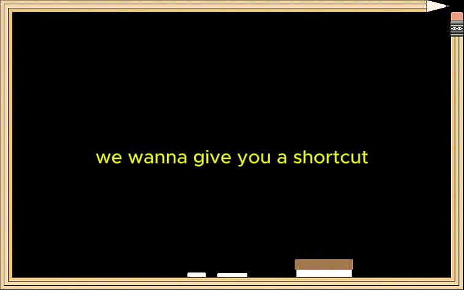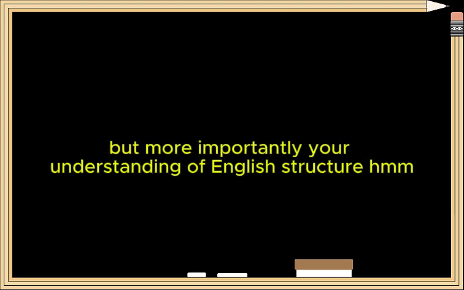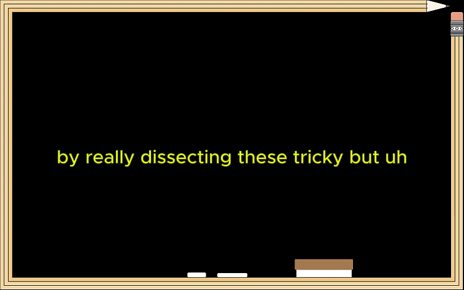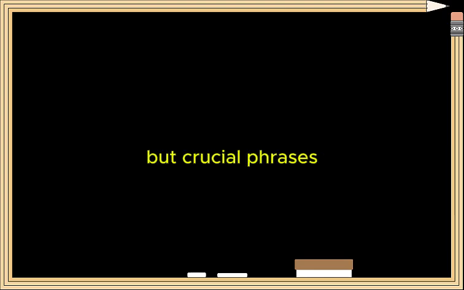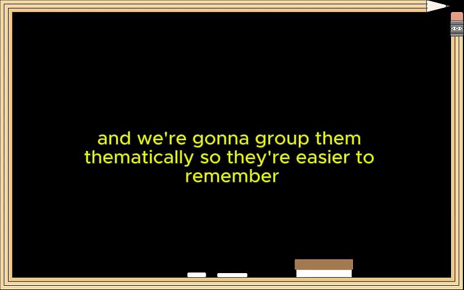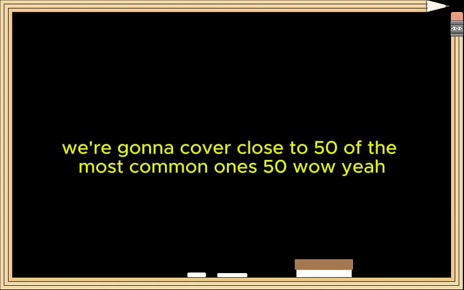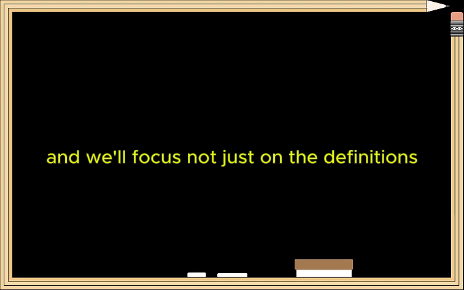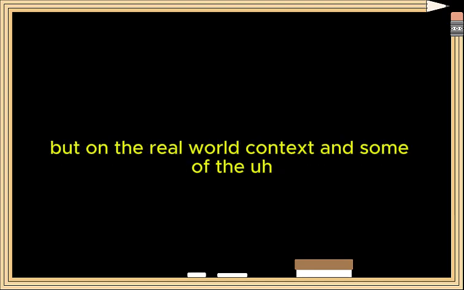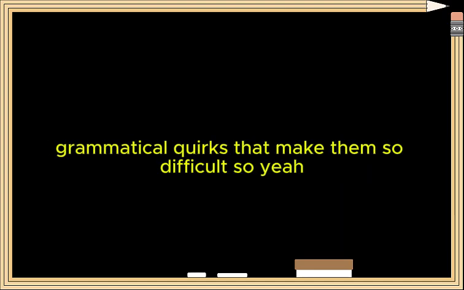So that's our mission for this deep dive. We want to give you a shortcut. We're going to expand your vocabulary, but more importantly, your understanding of English structure by really dissecting these tricky but crucial phrases. And we're going to group them thematically so they're easier to remember. We're going to cover close to 50 of the most common ones. 50? Wow. Yeah. And we'll focus not just on the definitions, but on the real-world context and some of the grammatical quirks that make them so difficult. So, yeah, let's get started.